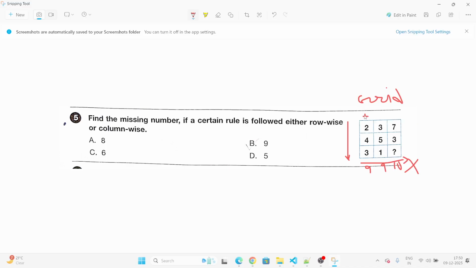Now we will check this same rule row wise. 2 plus 3 is 5, 5 plus 7 is 12. 4 plus 5 is 9, 9 plus 3 is 12 again. So 3 plus 1 is 4, and it should also be 12. So 12 minus 4 equals 8. Do we have 8? Yes, we do have 8. So you must understand this logic and this rule, which has been applied row wise. So the answer is A.